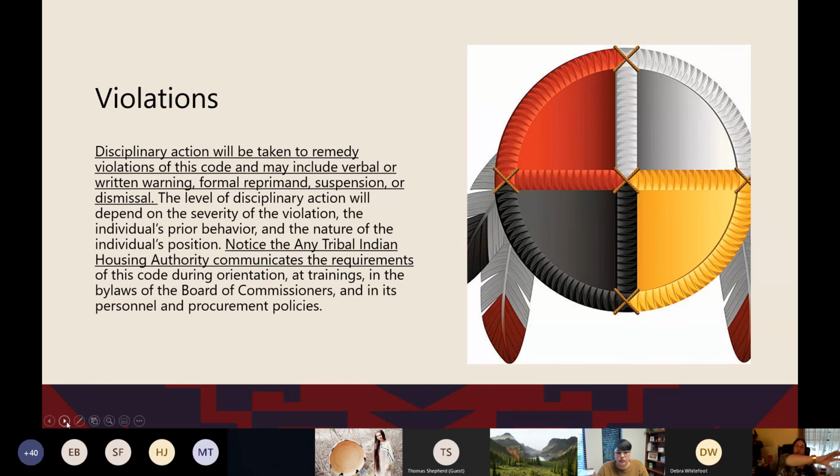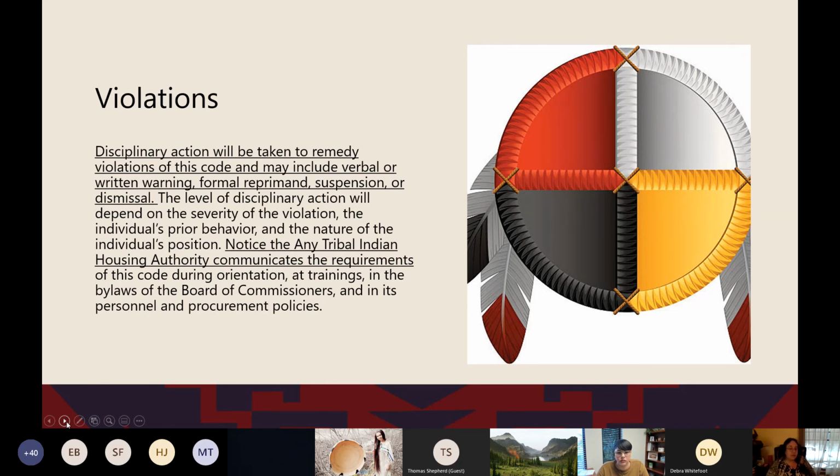This is when you write down what your violation is. It's got to be written, 200 makes you put that definition in writing, what you're going to do about a violation. So, a disciplinary action will be taken to remedy violations of this code and may include a verbal or written warning, formal reprimand, suspension, or dismissal. The level of the disciplinary action will depend on the severity of the violation, the individual's prior behavior, and/or the nature of the individual's position.